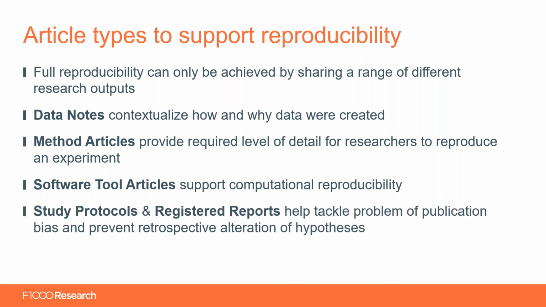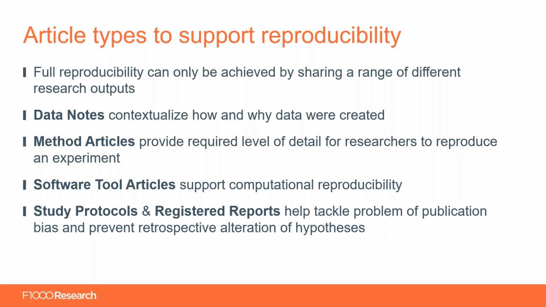What we're going to do now is provide some real life examples of how these article types have been able to support reproducibility on our F1000 Research publishing platform. We've highlighted these article types today, but I would encourage everyone to have a look for themselves after the webinar and really see the variety of outputs being published on the platform.